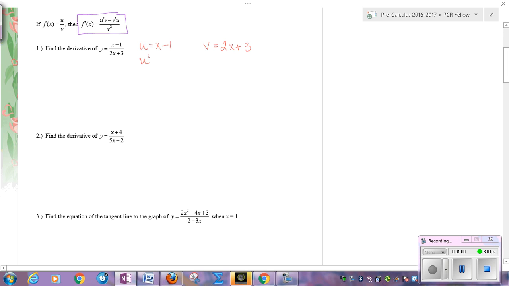Now I'm going to go and find u prime. So if I'm going to take the derivative of x minus 1 using my power rule, I'm just going to end up with 1. And using my power rule, I'm going to take the derivative of 2x plus 3, and that's just going to give me 2.